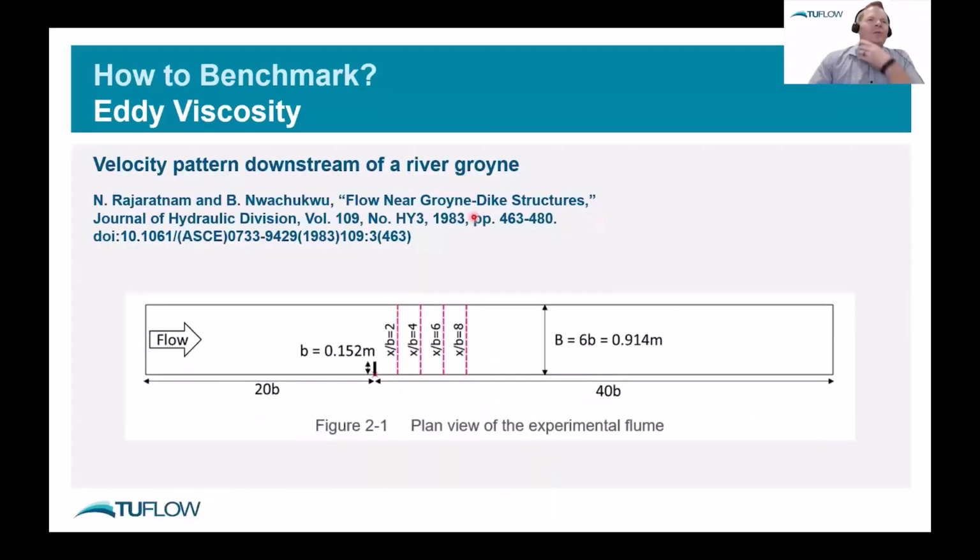The other test case you can look at is the water flow downstream of a river groin. So again, here's the reference. You can look this one up and download it and attempt to reproduce the results for yourself. This is a 2D channel, and we've got flow coming from left to right. There is a groin that protrudes out into the channel, and then you look at velocity transects downstream of that groin, at short distance and then progressively increasing distances downstream. As you work your way downstream, the velocity transect will eventually recover back to uniform flow.